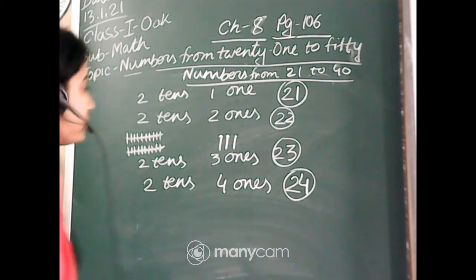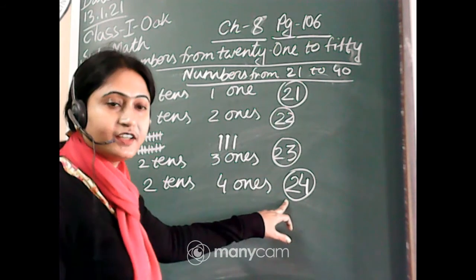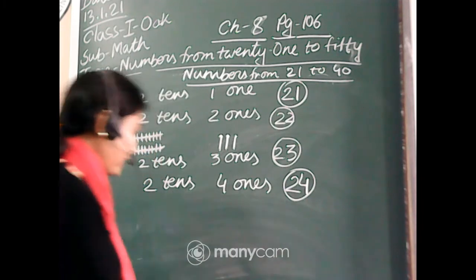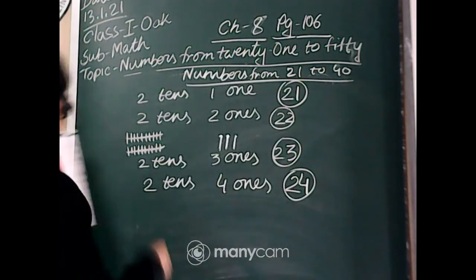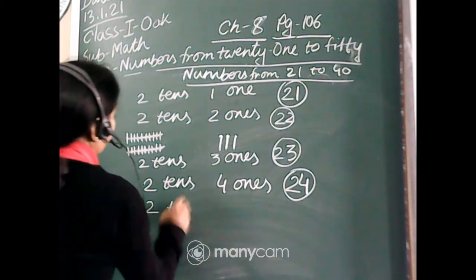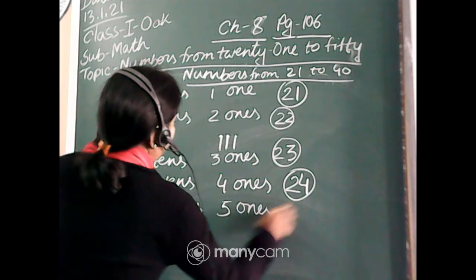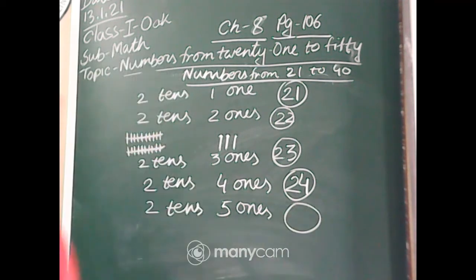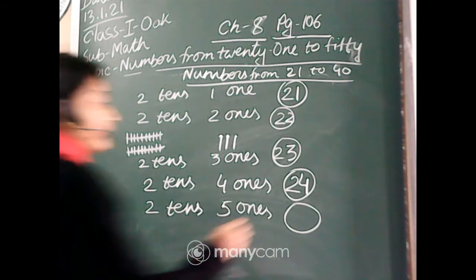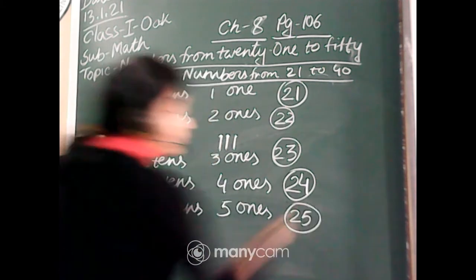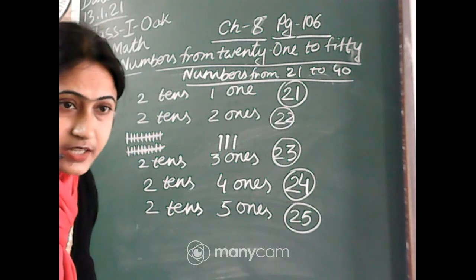Now 2 tens and 4 ones, the number is 24. The next one. Now here 2 tens and 5 ones. It is also drawn in your book. No need to draw anything. What is the number? The number is 25. Very good, all of you. 2 tens and 5 ones, the number is 25.